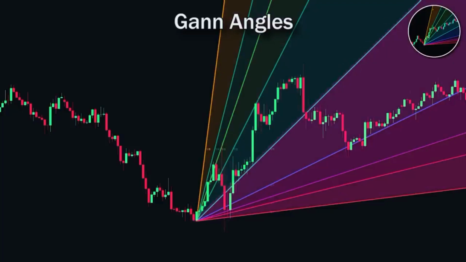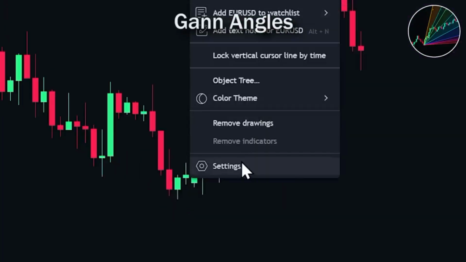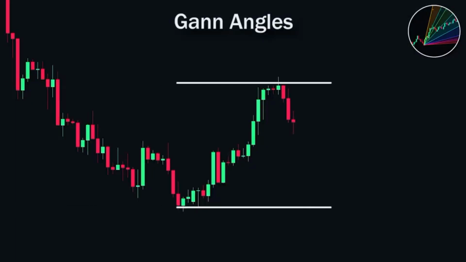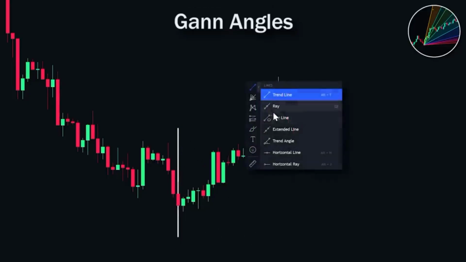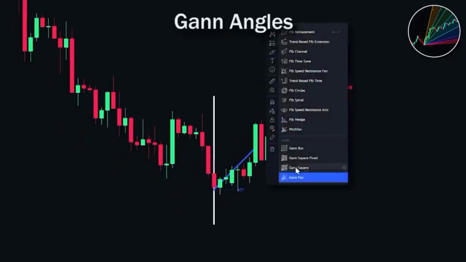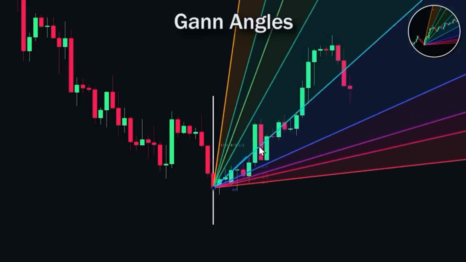To apply the Gann angles, first you go to Settings, then make sure to check the log price to bar ratio. Next, identify a market range and mark the swing low and the swing high of that range. Then, draw a straight vertical line at the start of the range. After that, select the trend angle tool and measure 45 degrees. Then, use the Gann fan tool and place it at the 45-degree angle.